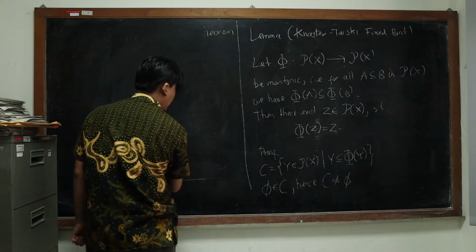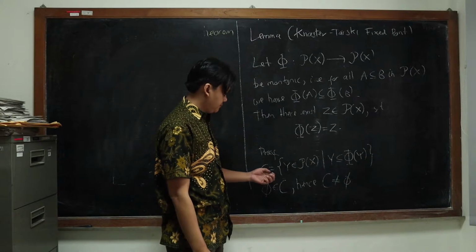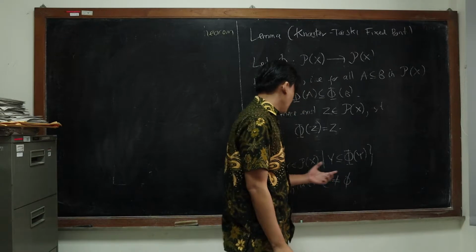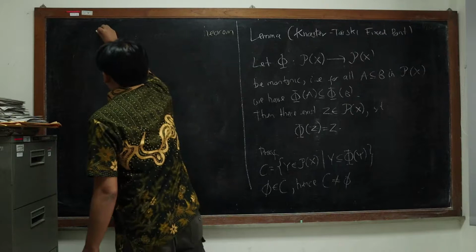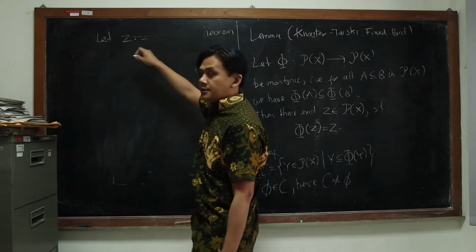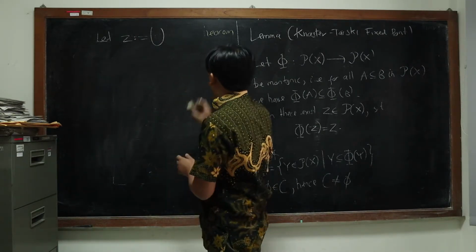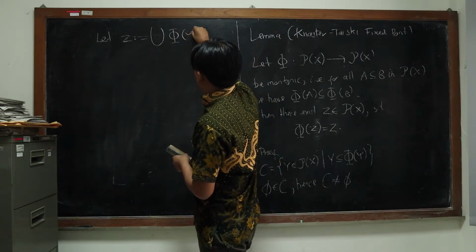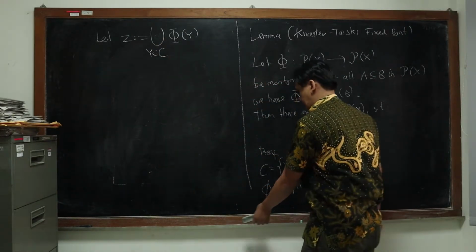Next step is we will collect all the images of all elements of C. So define Z to be the union of all phi of Y, where Y is coming from C.